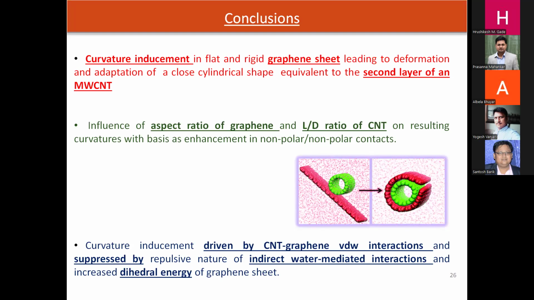These outcomes we can certainly correlate with experimental findings, or with the development of nanomaterials based on CNT and graphene. So there would be a certain role of these outcomes in nanomaterials development.